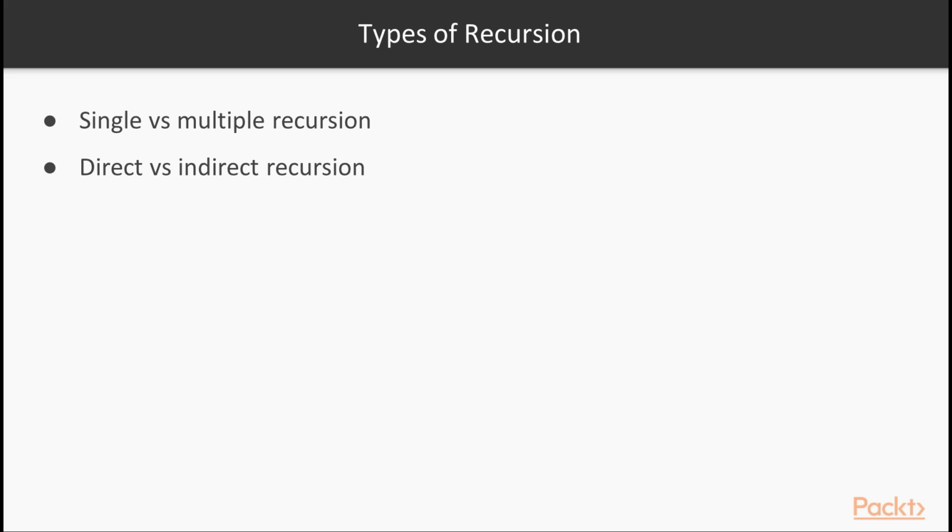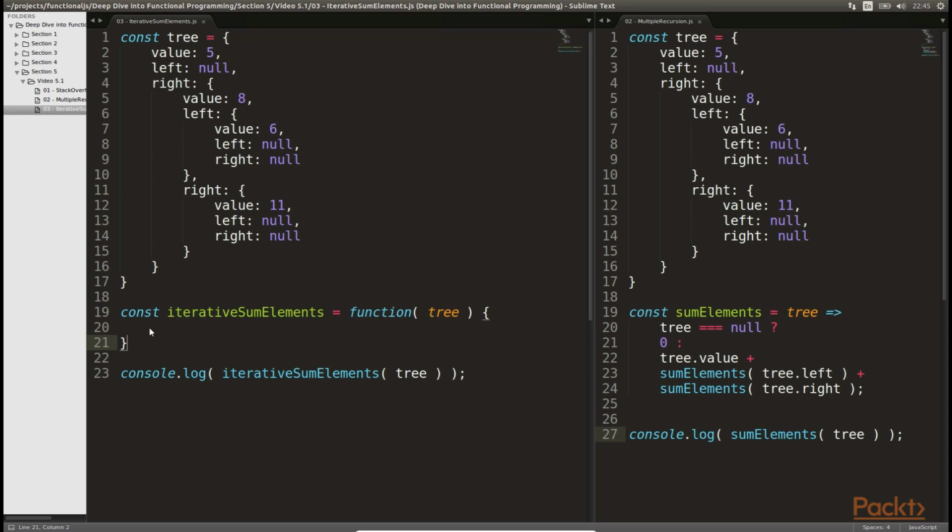Another dimension for classifying recursion is whether we use direct or indirect recursion. All our examples have been direct so far, as our functions directly called themselves. In case of indirect recursion, the function doesn't directly call itself, but rather calls another function that eventually calls the original function either directly or indirectly. We will not deal with indirect recursion in this course. Let's get back to the SumElements function for a moment.